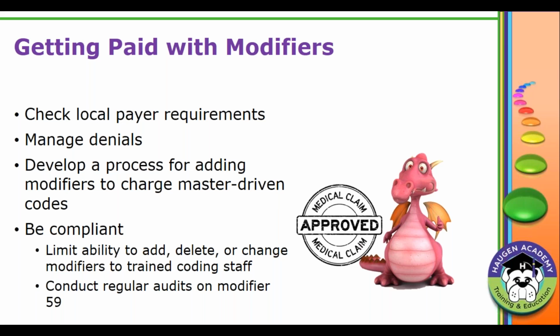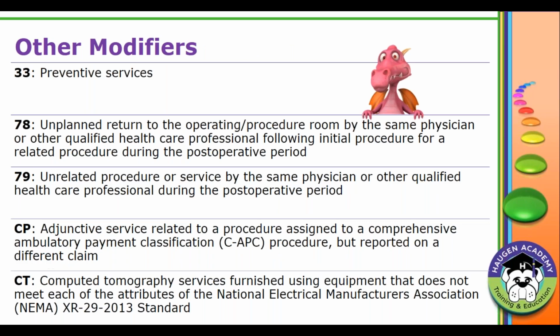And this was something that we did in one of the facilities where I worked, where we took away the biller's capability of adding, deleting, or changing modifiers because they had not been trained. Now, if they were trained, that's something completely different, but you need to be reviewing medical record documentation before doing anything with modifiers. And also conduct regular audits on Modifier 59 and get that feedback to the coders.